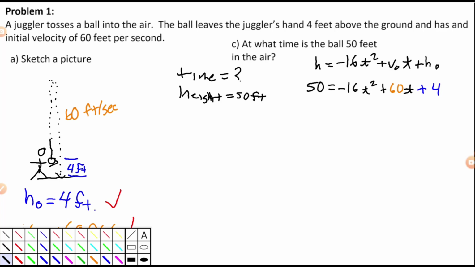Before I even do that, I should make this all equal to 0. So let's subtract 50 from both sides. So this will be equal to negative 16 t squared plus 60t. And then if I subtract 50 from both sides, this should be negative 46. Perfect. So there's my quadratic equation.